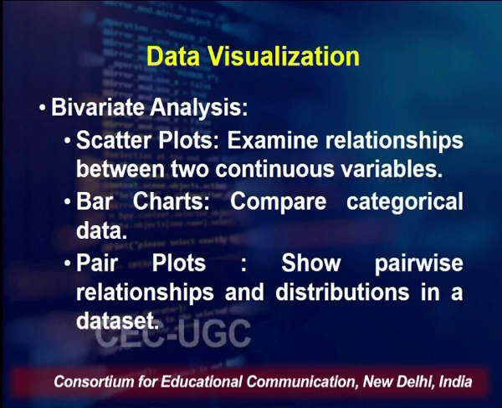That is, you have two values which you want to show, for example, rainfall and agricultural production over, say, the past 50 years. So, these are pair plots which you can see and visualize.